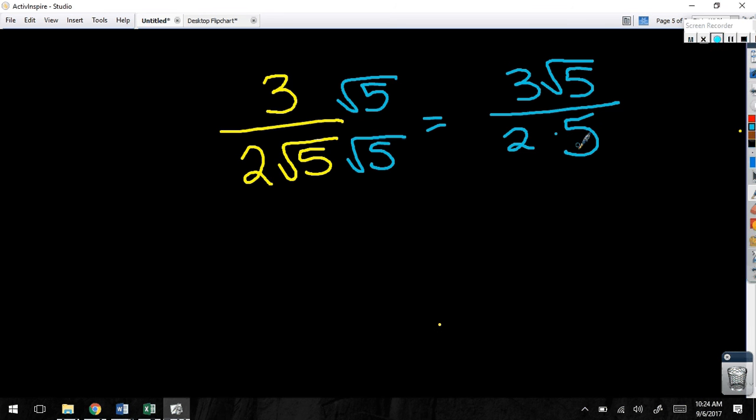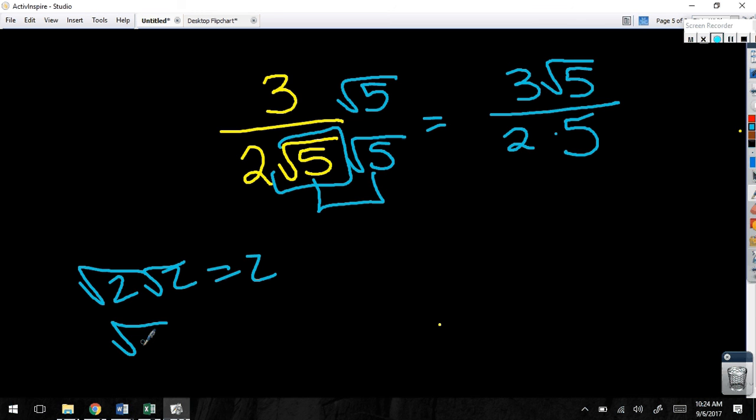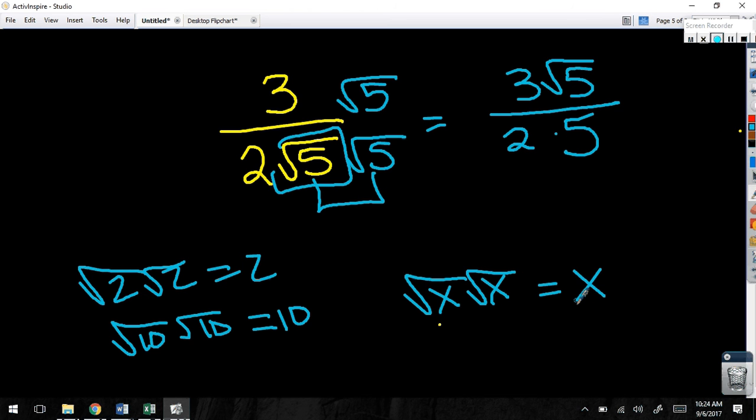Wait, how does it come out as a regular number? Yep, so remember, whatever you're multiplying together, if it's square root of 2 times square root of 2, it gives you 2. If it's square root of 10 times square root of 10, it's 10. If it's square root of x, it's x. It doesn't matter when it's the same, that's all you have left. So now I get 3 square root of 5 over 10. That's your answer. This isn't so hard, because the 5's under a radical and the 10 is not.